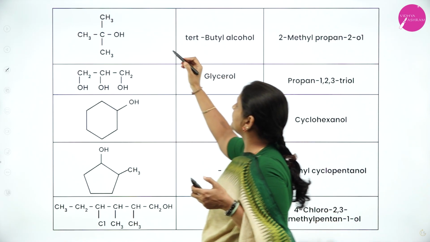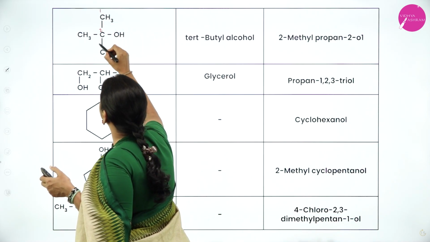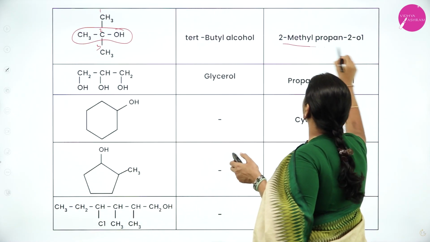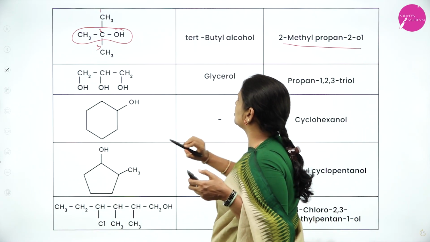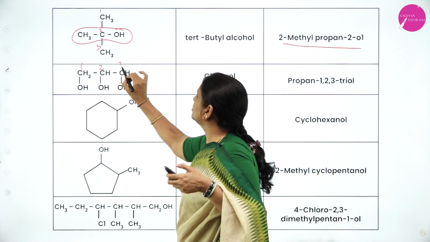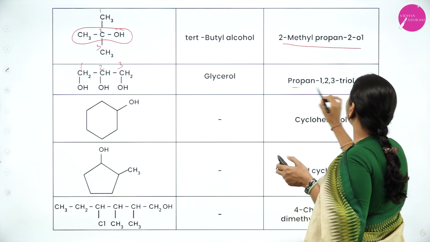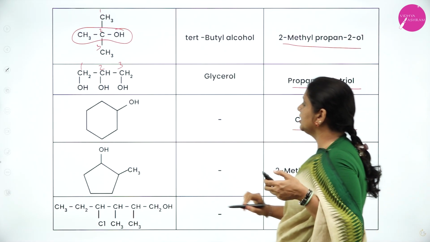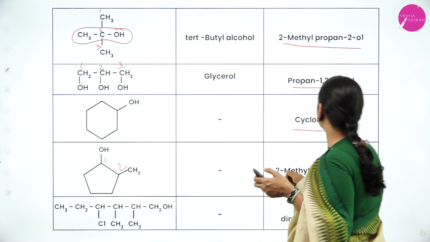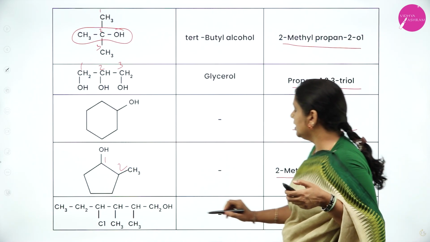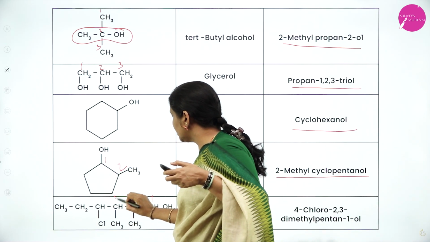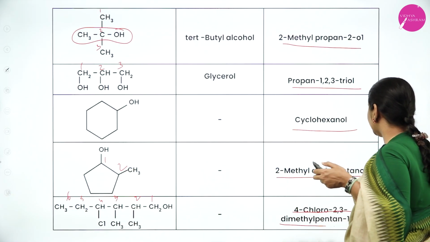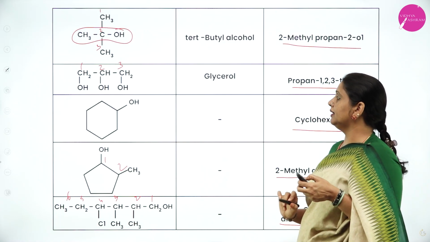Next, if I number 1, 2, 3, it is 2-methylpropan-2-ol, tertiary butyl alcohol. If I number 1, 2, 3, it is glycerol, propane-1,2,3-triol. It is cyclohexanol. It is 2-methylcyclopentanol. If I number 1, 2, 3, 4, 5, 6, it is 4-chloro-2,3-dimethylhexanol.